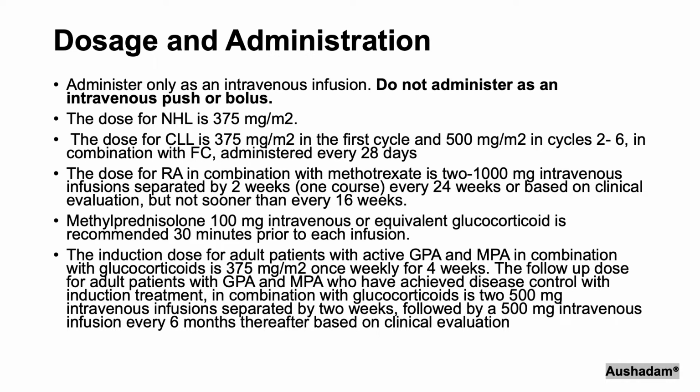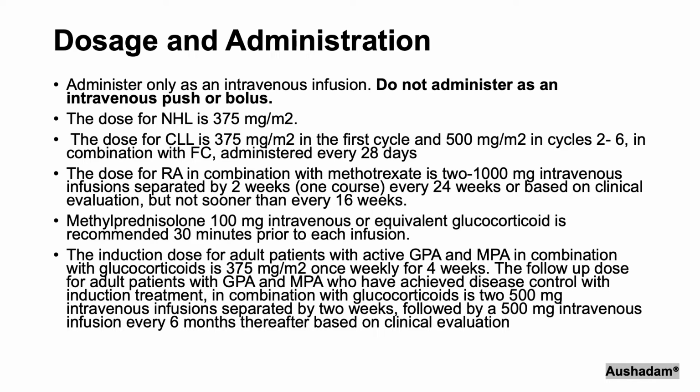This is a drug which is given as a slow intravenous infusion, and it should not be infused as an intravenous bolus or push. The dose for a non-Hodgkin's lymphoma is around 375 milligram per meter square. For CLL, it is the same with the first cycle, followed by 500 milligram per meter square from the second cycle onwards, up to a total of 6 cycles when used in combination with fludarabine and cyclophosphamide.